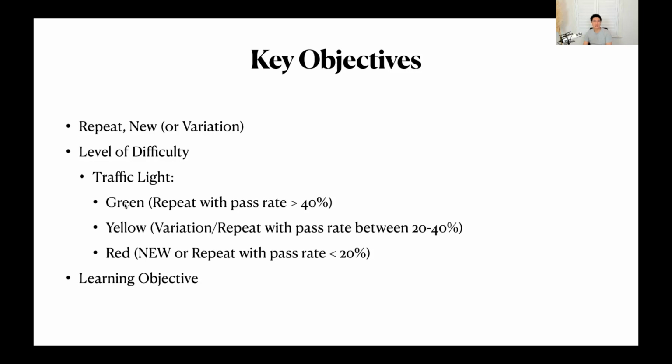So that green would be considered a repeat with a pass rate of more than 40%. A yellow would be a variation or repeat with a pass rate between 20 to 40%. And the red would be the hardest. So the red are new questions or a repeat question with a pass rate of less than 20%. And also what I'm going to do is I'm going to tie in those questions to a learning objective.